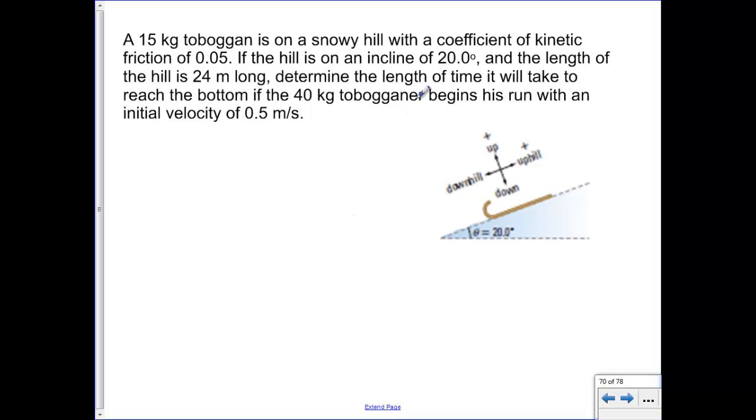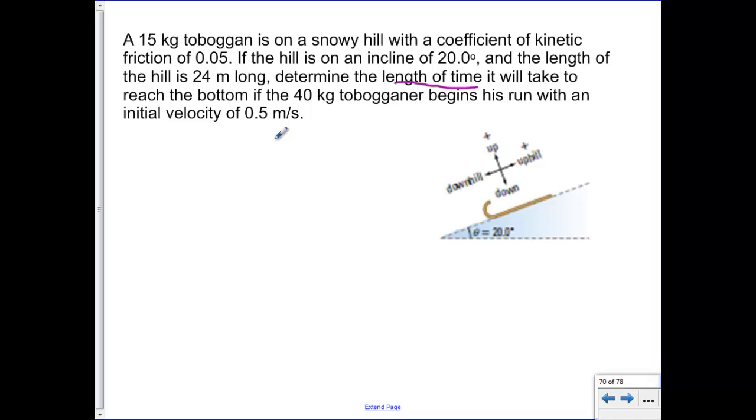Our goal is to find the length of time it's going to take this toboggan to make it all the way down the hill. And I'm going to give you two more numbers. I'm going to tell you how heavy the actual tobogganer is, and I'm going to tell you his initial velocity, because in order for him to get going down the track, he must have a little bit of velocity just to kind of get started.